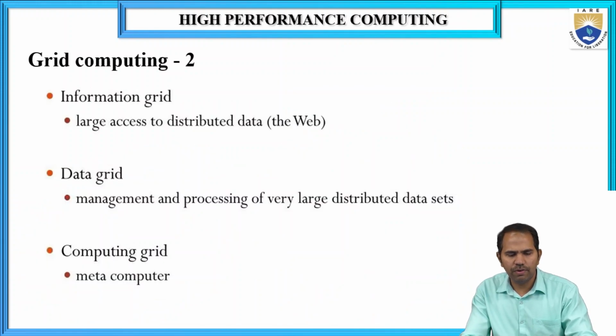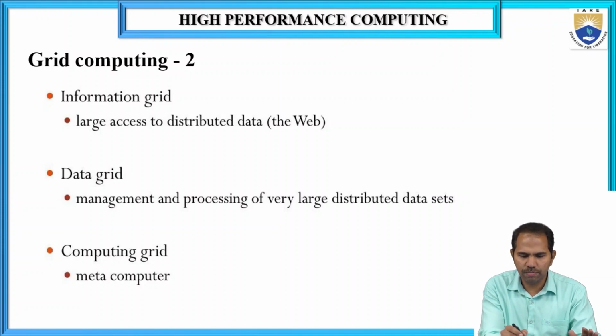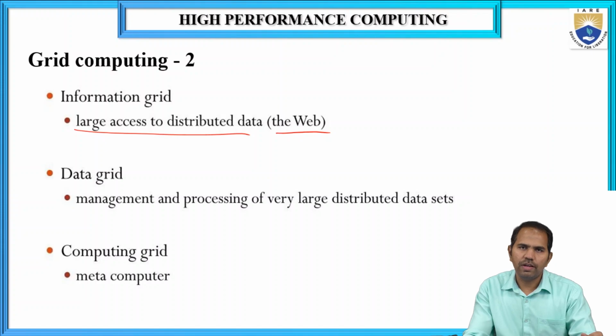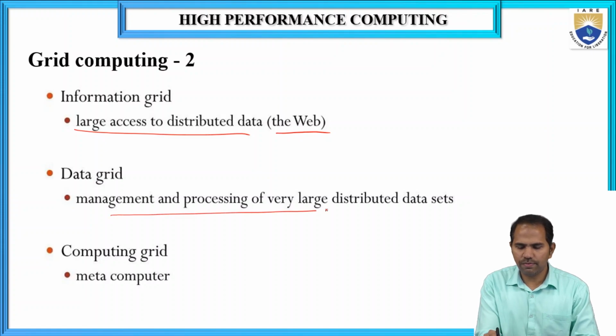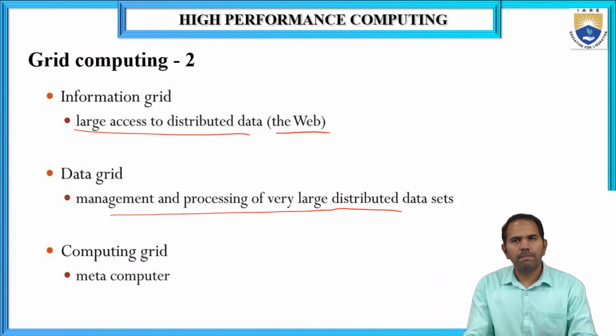In the continuation of grid computing, what types are there? One is the information grid, which provides large access to distributed data, like web access. A large amount of data is shared on the internet, and through the web we can have large access to distributed data. So this type of grid comes under information grid. The second is the data grid, which handles the management and processing of very large distributed data sets. These types come under data grid, purely focused on data management and processing of very large distributed data sets.